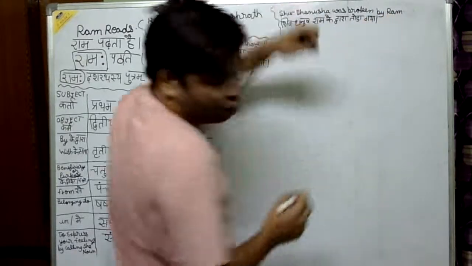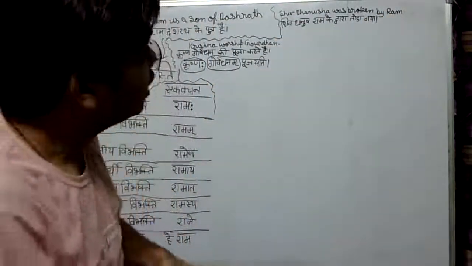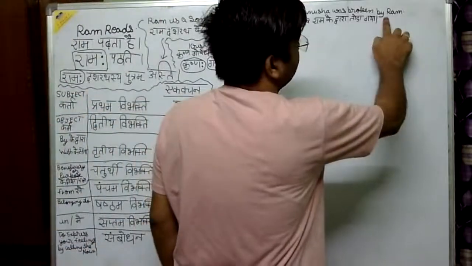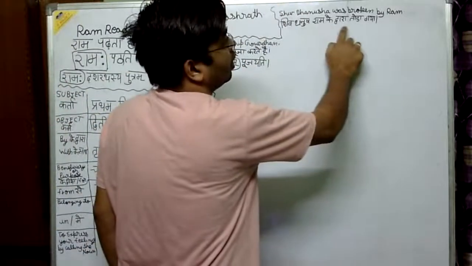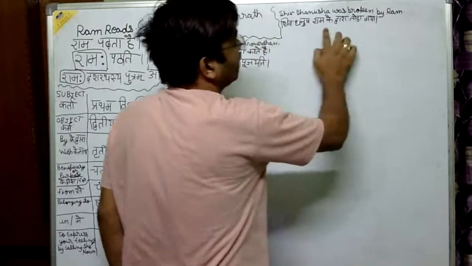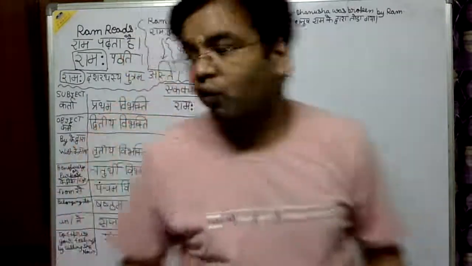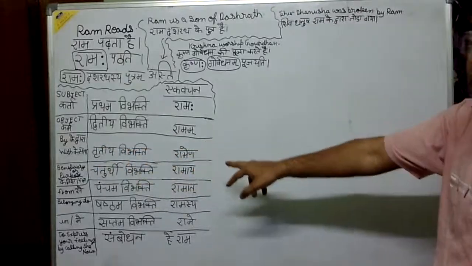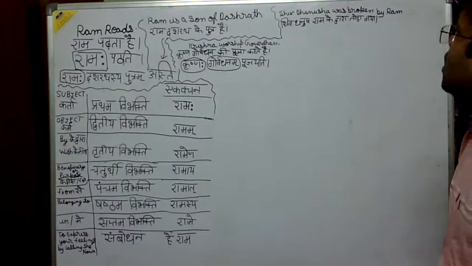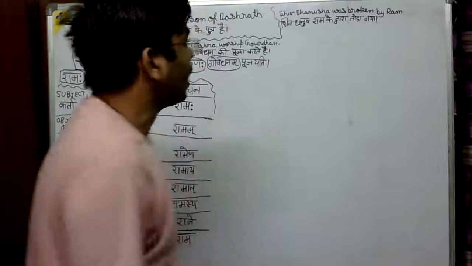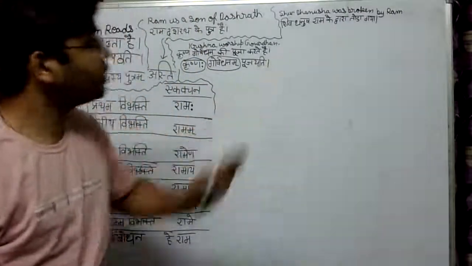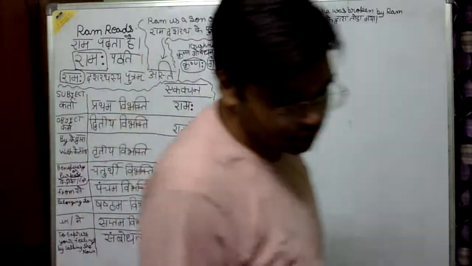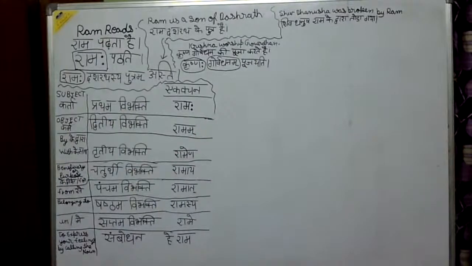Okay, now you can look here. The word by is coming. के द्वारा. The word by is coming. So for by and के द्वारा we use तृतीय विभक्ति. And what is the object here?